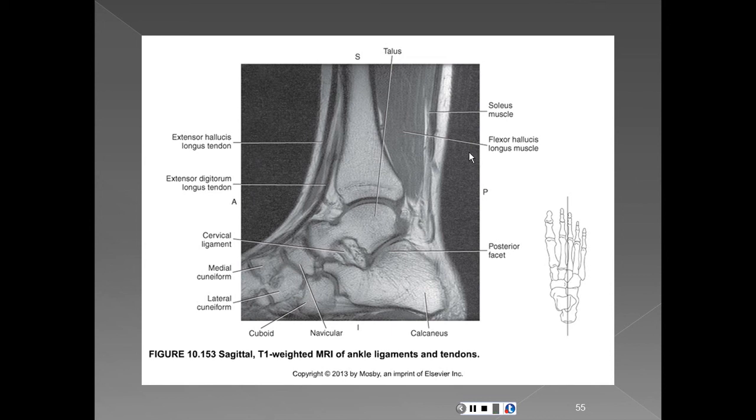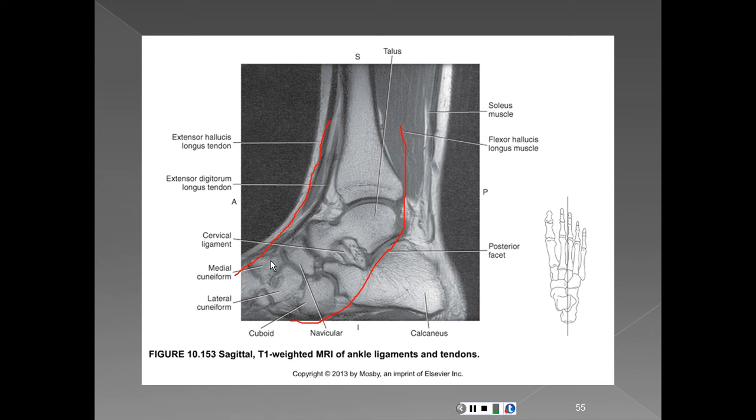So here you have the flexor hallucis longus muscle, right? That muscle is going to come down and go through there, the flexor hallucis longus. You have the extensor hallucis longus tendon. Remember, it cuts across like that.